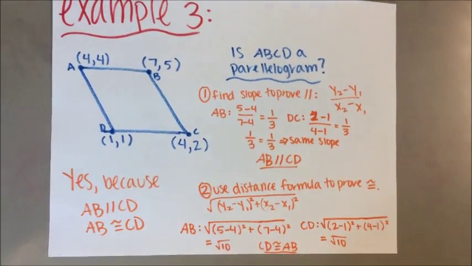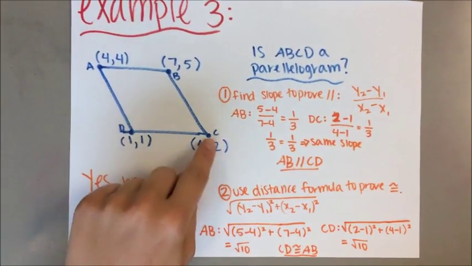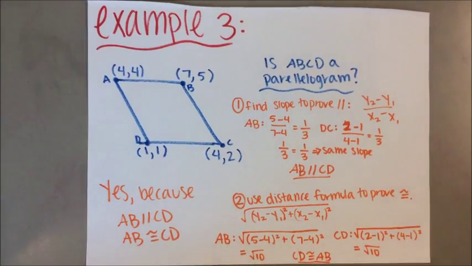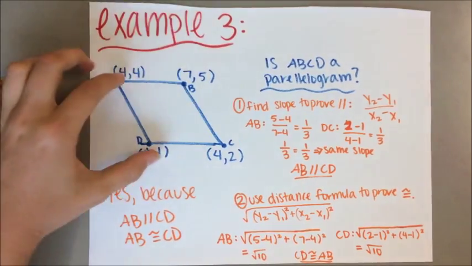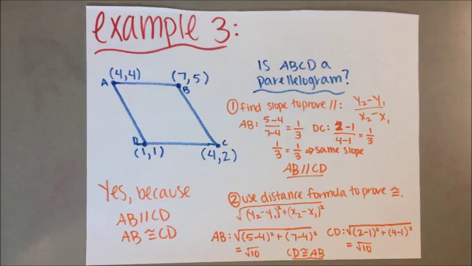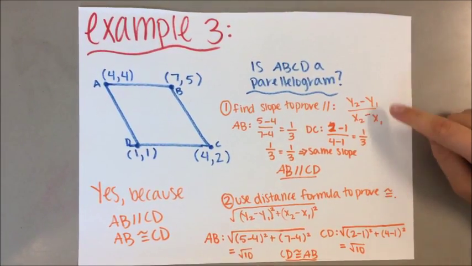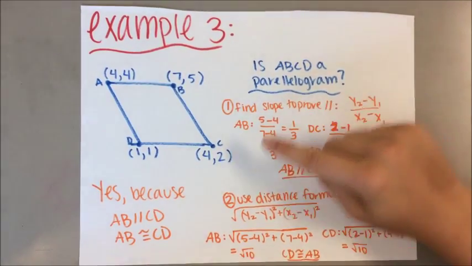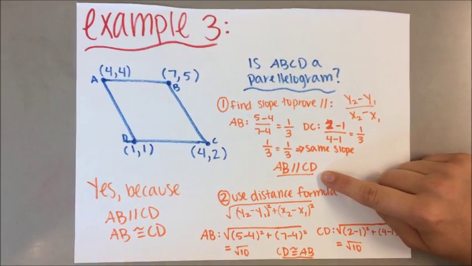Example 3. Is ABCD a parallelogram? We are given the 4 points of this quadrilateral, and we're trying to prove whether it is a parallelogram or not. So what I chose to do is prove that one set of parallel lines has the same slope and the same distance, because that proves it is a parallelogram. First, to find the slope, I use the slope formula, which is y2 minus y1 over x2 minus x1. Overall, when you solve it out, I did get the same slope, meaning that AB is parallel to CD.